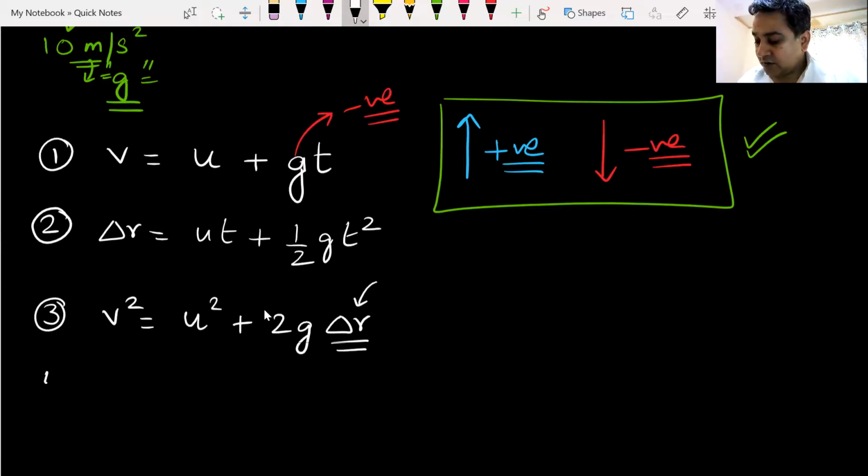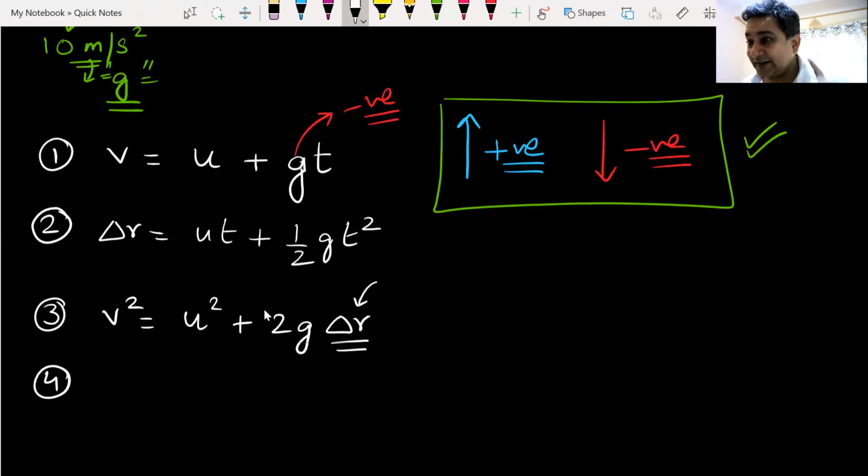Equation number 4. What is equation number 4 for motion under gravity? Waiting. No one knows equation number 4. This equation will help you a lot in these questions. We have not done this equation, beta. We will do it in the class tomorrow, probably.